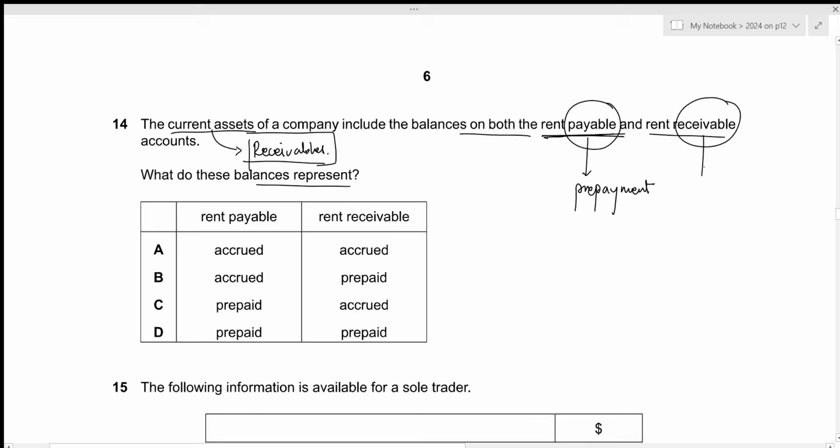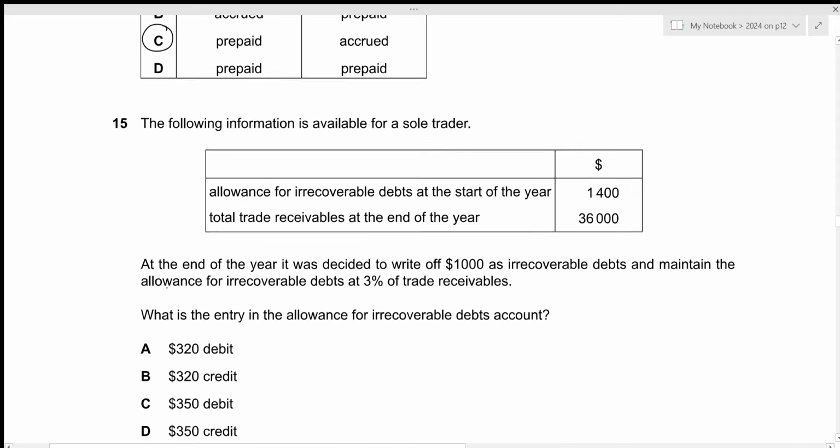Then we have rent receivable. Rent receivable just means that whatever rent had been earned during the year, we are yet to receive it. So this will refer to the accrued rent income, because we are yet to receive it. So the answer we're looking for should include prepayment and accruals. That is given by option C. That's all for the 14th question. Let's move towards the next one.